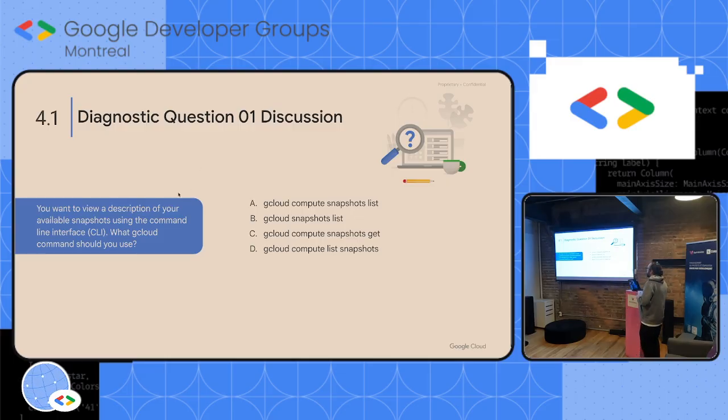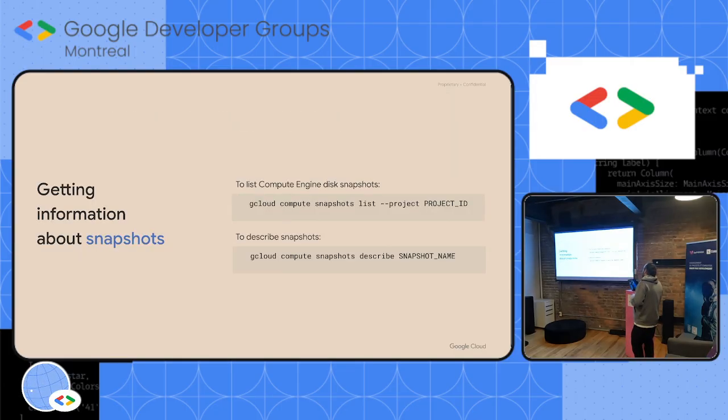Okay, you want to view a description of your available snapshots using the command line interface. What gcloud command should you use? gcloud compute snapshots list. The verbs are create, delete, update, list, describe. Okay, don't forget the flag, --project and your project ID.